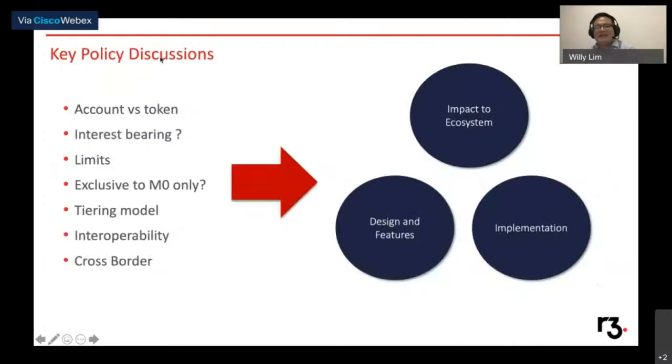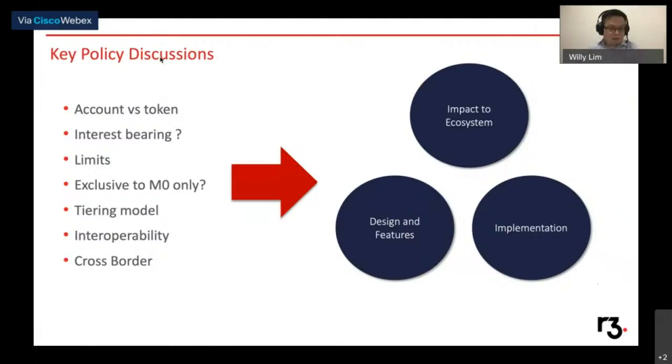Now, moving on to some of the key policy discussions, which a lot of our audience have probably been following outside. These are, I would say, the top seven key discussions. The first one is account versus token. There's a lot of debate about whether a CBDC should be in account form, similar to needing to open a bank account, or token-based, which is similar to how we are now with cash. These are two schools of thought. If you go for an account model, then effectively you are not solving financial inclusion because you need to do a lot of KYC. On the contrary, if it's token-based, it's more anonymized, similar to cash, and it promotes financial inclusion.